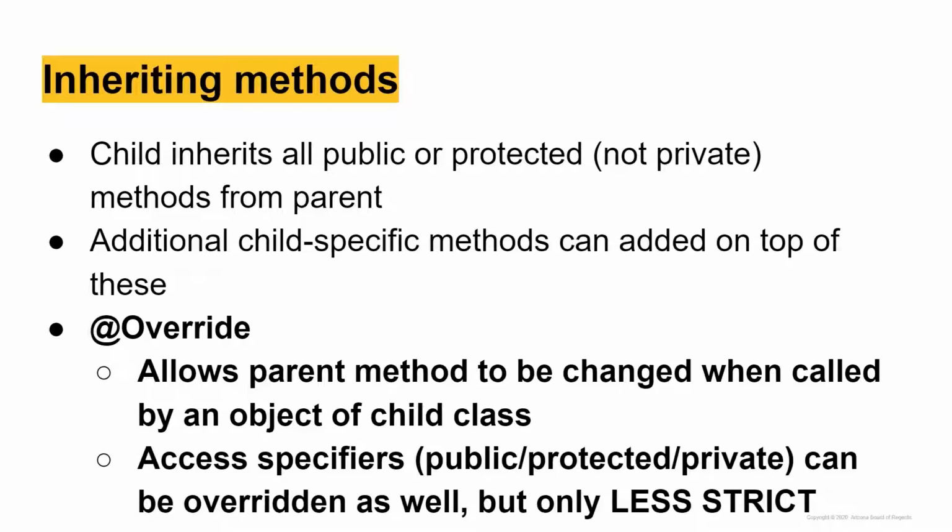So it allows the parent method to be changed when called by an object of the child class. But again, it's not actually changing the parent method, it's changing the copy of the parent method in the child. And the access specifiers, public, protected, private, can be overridden as well, but only to make them less strict. You can't make them more strict.